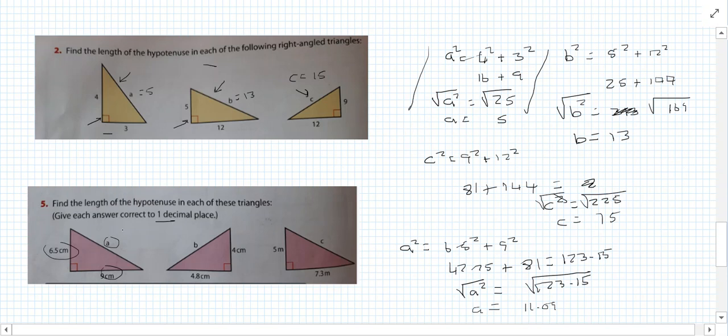And then it asks us to correct to one decimal place. So a is going to be equal to 11.1. Okay, and so the rest of them are just very similar to that as well. They're just very common examples of questions that you could be asked to do using Pythagoras' theorem. Okay, thank you for listening.